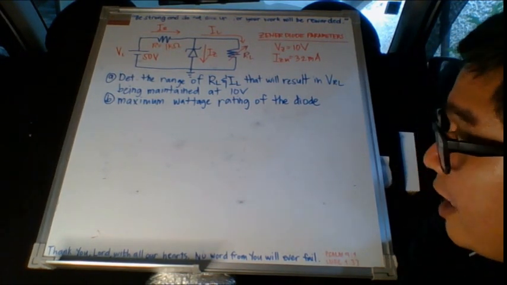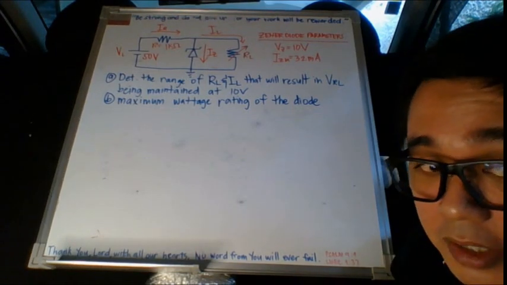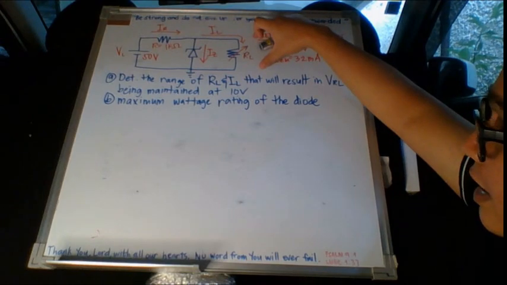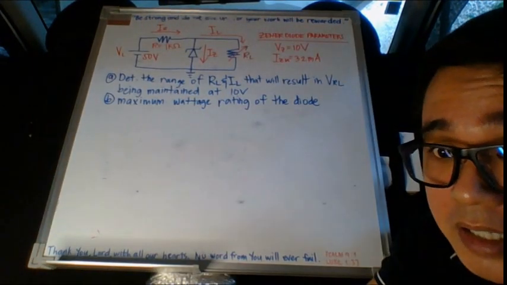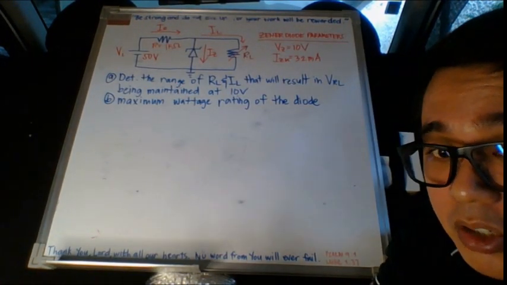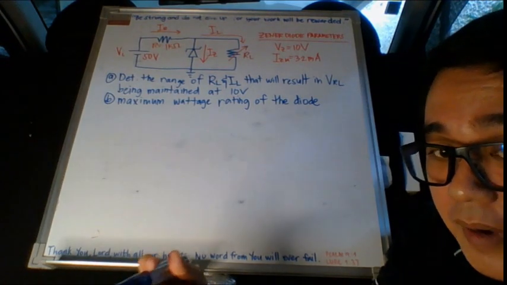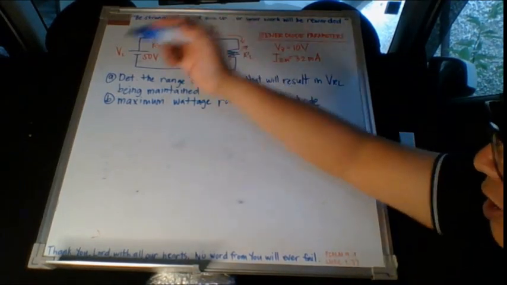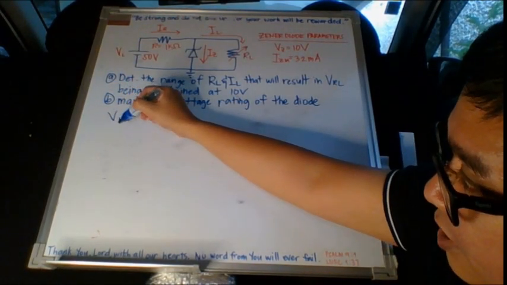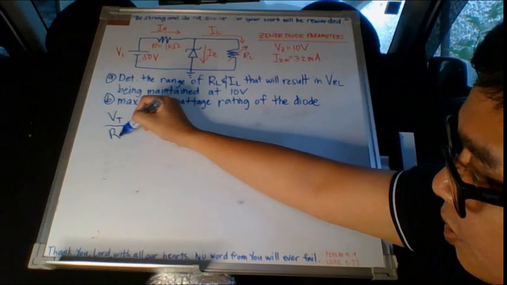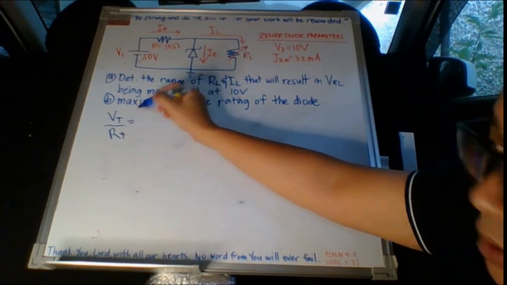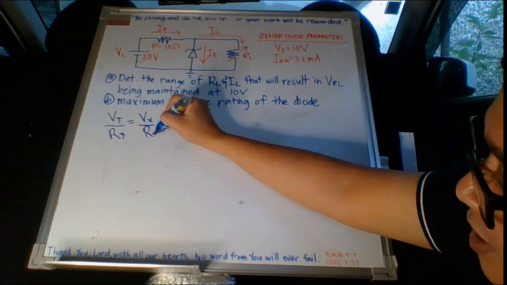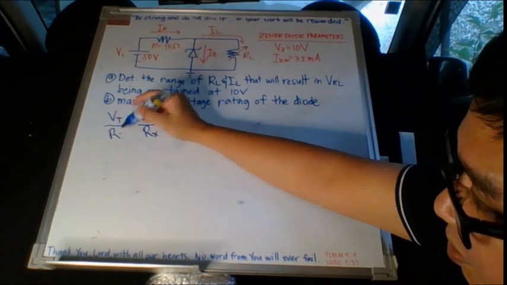Ang first step natin dito is to use the voltage divider equation. We are going to assume na meron tayong voltahe ng 10 volts dito. Okay, kasi i-maintain nga niya yung 10 volts. So, it's okay to assume the value of 10 volts. Okay, so we have the voltage divider equation. We have the total voltage divided by the total resistance is equal to the voltage at a certain point divided by the resistance at a certain point.